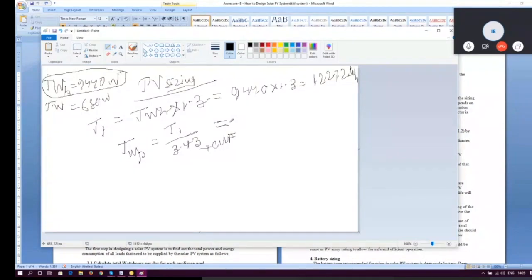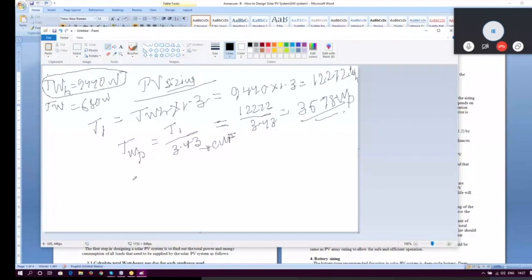So the total capacity would be 12272 in this case, divided by 3.43. Doing the same, we get the total requirement as 3578 watt peak. Once we divide 12272 by 3.43, we get 3578 watt peak. So this is the total capacity.